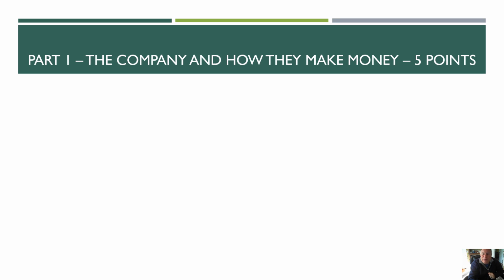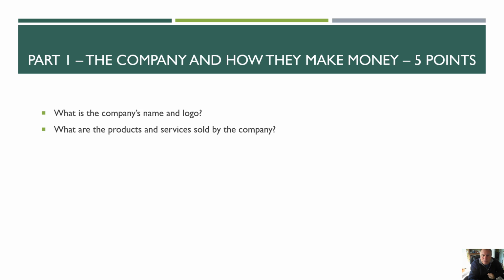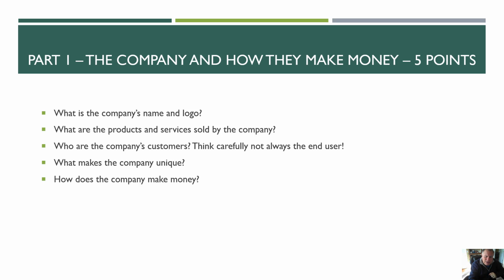Part 1, the company and how they make money. 5 points. What's the company's name and logo? What are the products and services sold by the company? What do they sell? Who are their customers? Think carefully, not always the end user. Okay? An example may be Valero produces oil and gasoline, but the driver of a car is generally not the end consumer. So just think about that a little bit.